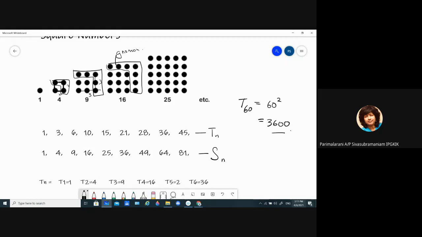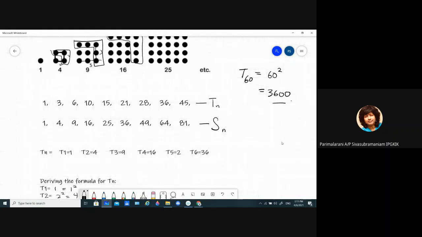Okay, there is a relationship. If you look at both the triangular numbers and the square numbers, you can see that there is a relationship here. Can you see the relationship? When you add these two numbers, you get the square number. When you add the next two numbers here, you get this number. When you add these two numbers, you get this. When you add these two numbers, you get this, correct?